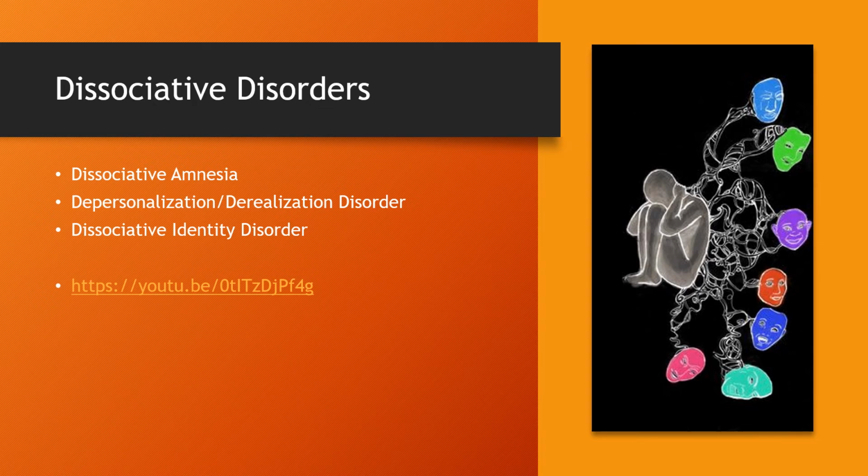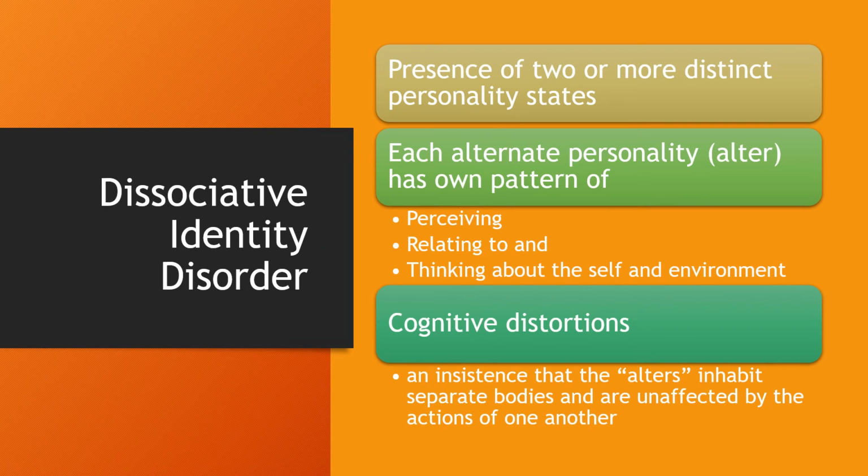And the last one we'll talk about is dissociative identity disorder. This is previously known as multiple personality. Dissociative identity disorder is the presence of two or more distinct personality states that recurrently take control of behavior. Each alternate personality, or alter, has its own pattern of perceiving, relating to, and thinking about the self and the environment. One of the personalities is used to function on a daily basis, and the other helps protect them from the anxiety they are experiencing.